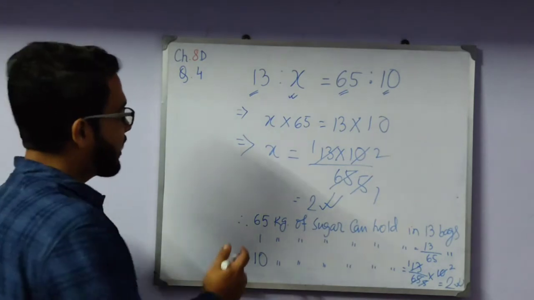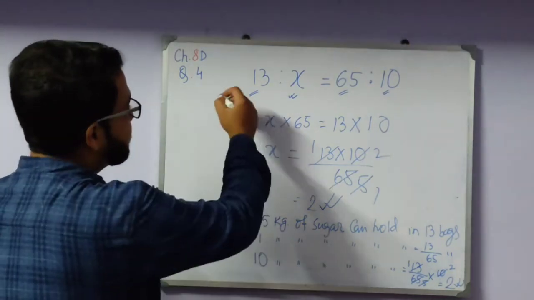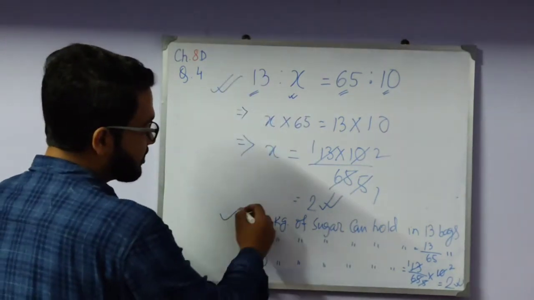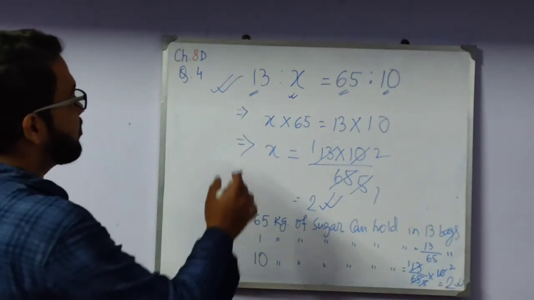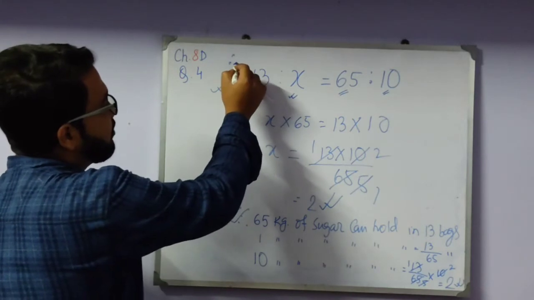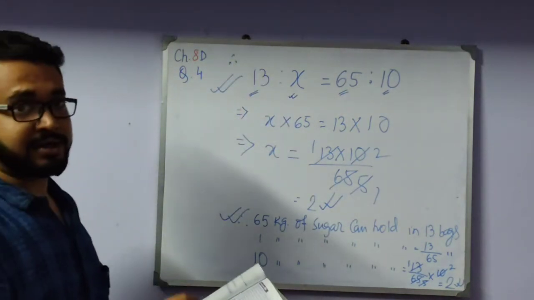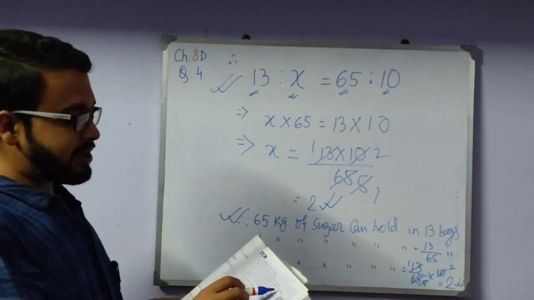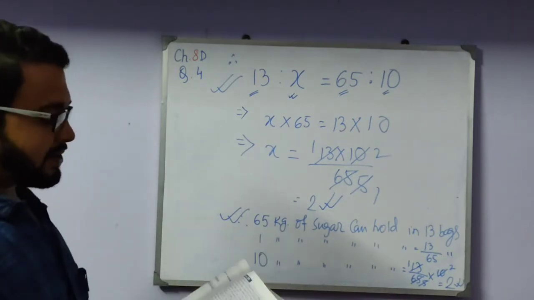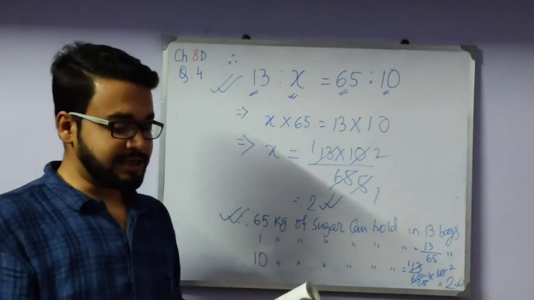And at the end of the question, this is the ratio proportion method and this is the unitary method. By doing this method, you have to write therefore and the answer in your last line, that how many bags are required. So there are 2 bags required for 10 kg of sugar.